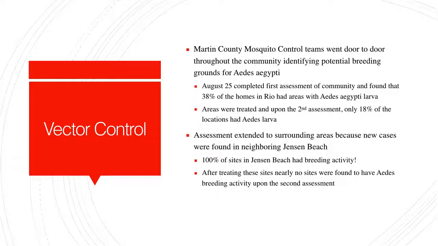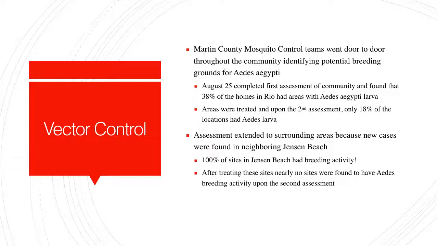Because the primary vector for dengue transmission is the Aedes mosquito, the Martin County mosquito control teams responded early in this outbreak to assess the local Aedes population. The control teams went door to door throughout the community identifying potential breeding grounds for the Aedes aegypti. On August 25th, 11 days after the initial case was identified, the Martin County Mosquito Control Team found that 38% of the homes in Rio had areas with Aedes aegypti larvae.